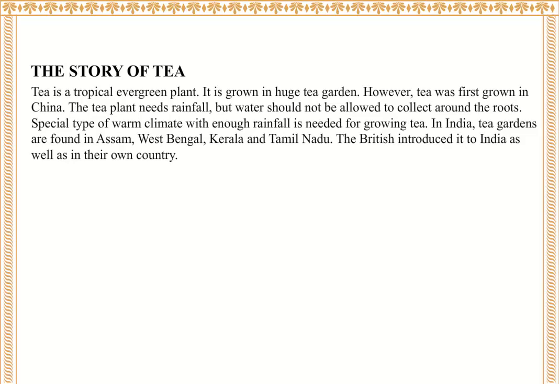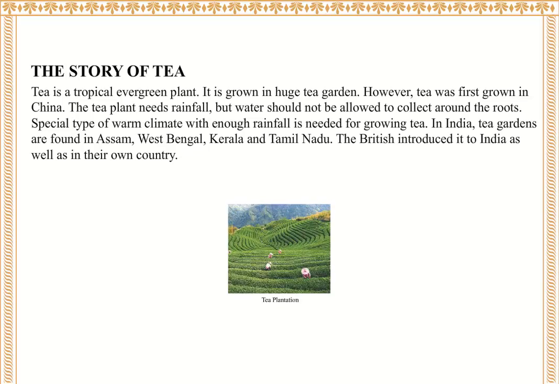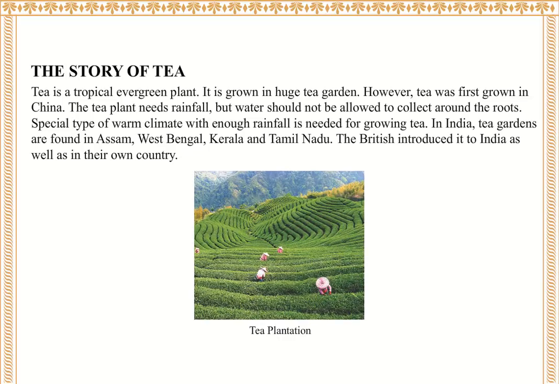The story of tea. Tea is a tropical evergreen plant. It is grown in huge tea gardens. However, tea was first grown in China. The tea plant needs rainfall, but water should not be allowed to collect around the roots. A special type of warm climate with enough rainfall is needed for growing tea. In India, tea gardens are found in Assam, West Bengal, Kerala and Tamil Nadu.